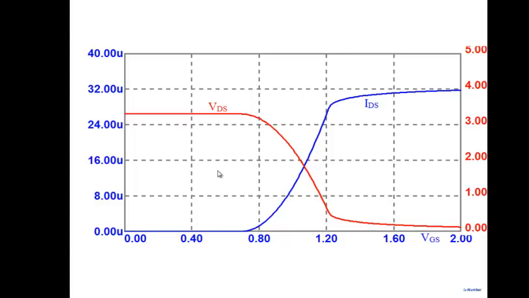Now this region also, please see that it's not linear, which means a change in VGS will cause a change in VDS, but the change will not be linear, will not be proportional. And so even if you are in this region, there will be distortion.